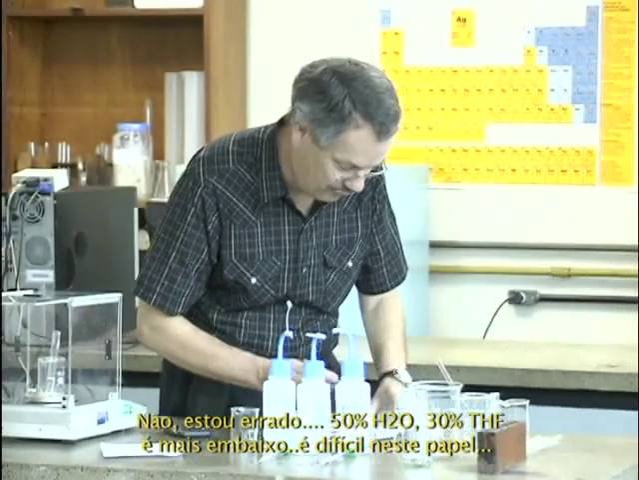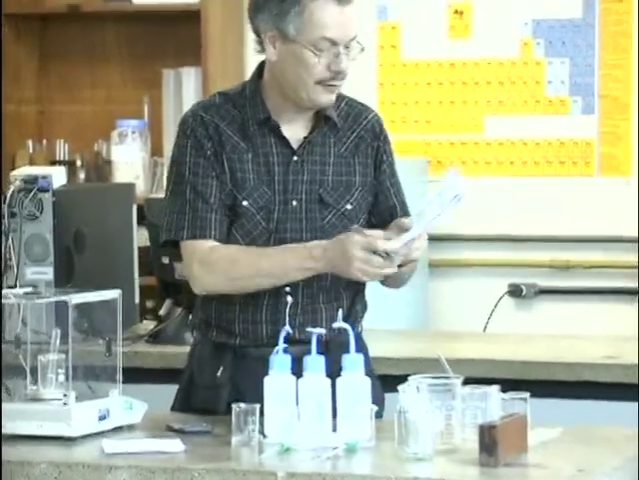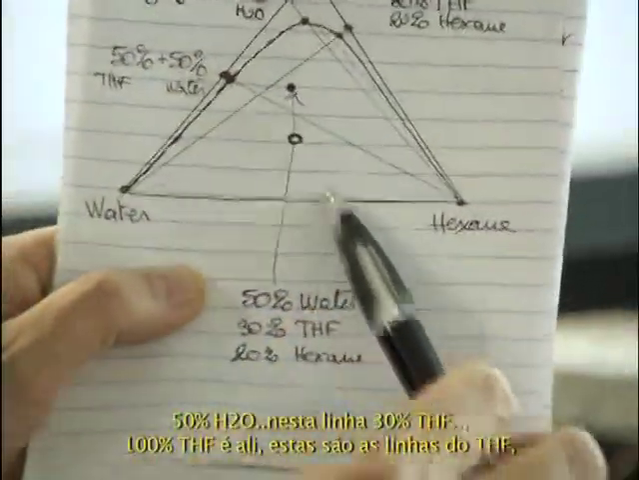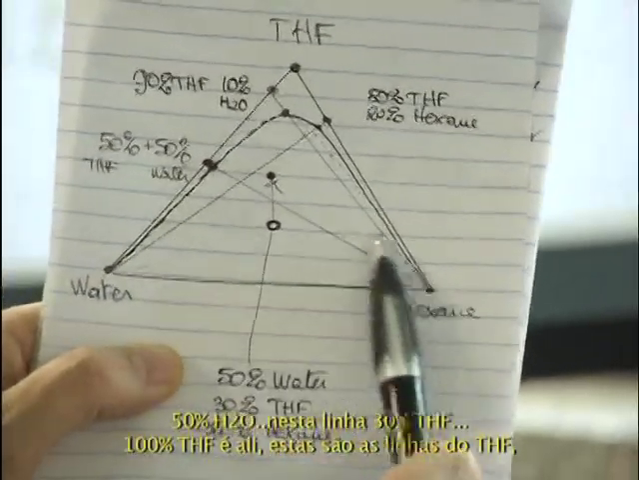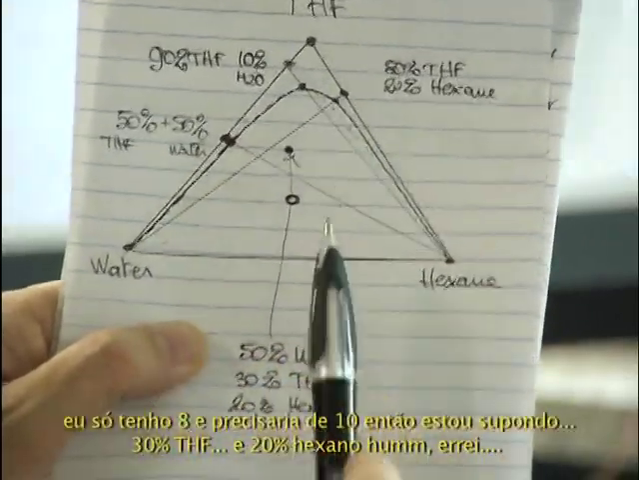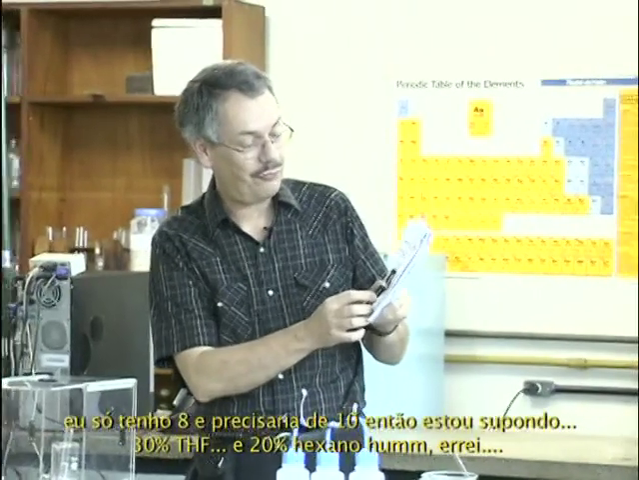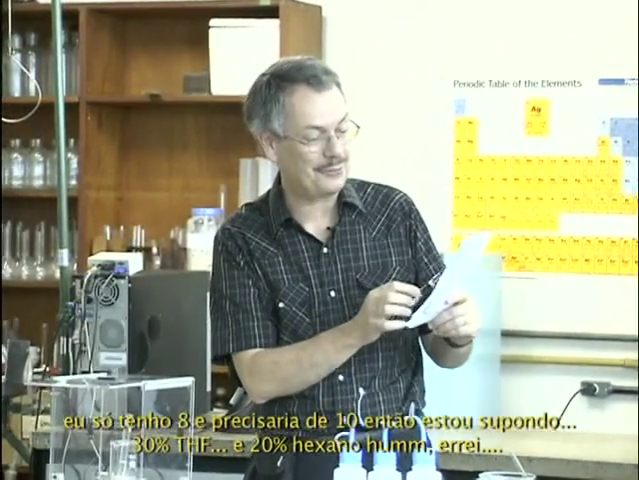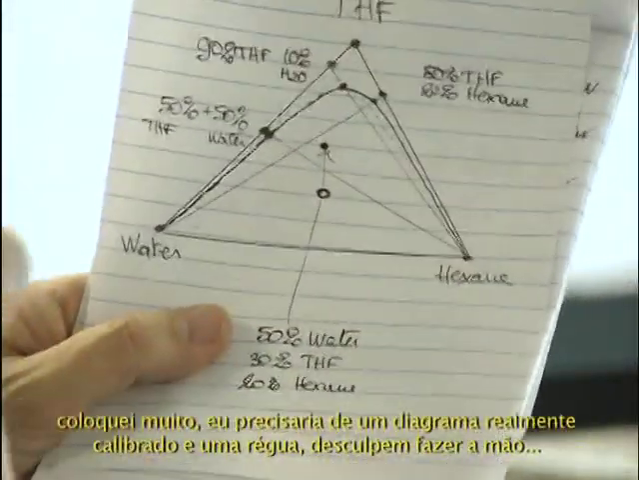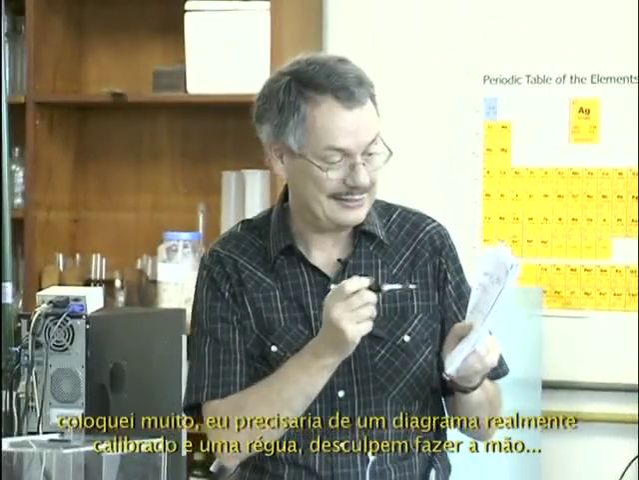It's difficult on such a diagram. 50% water on that line, 30% THF, THF 100% is there. These are the THF lines, but I have just 8, no, not 10, so I am guessing. 30% THF and 20% hexane, this is wrong, I put too much. I would need a real calibrated diagram and a ruler. I'm sorry to do it by hand on this.